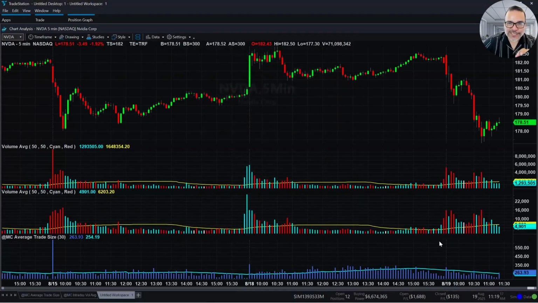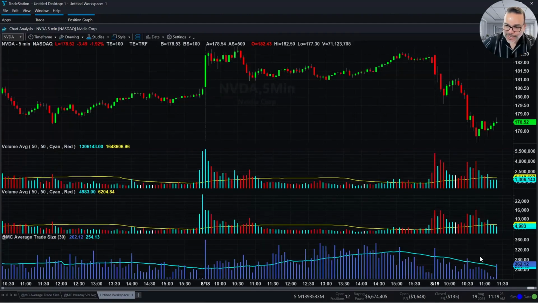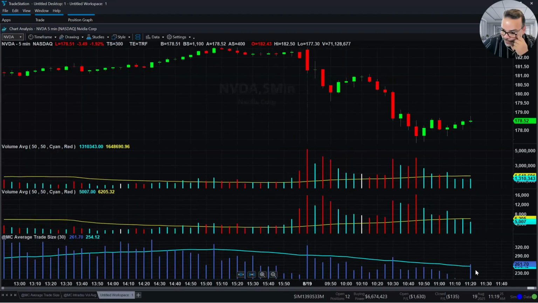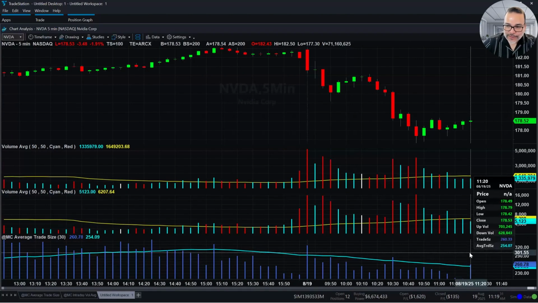For certain moments, you can tell when the big players are coming in, whenever you have a trade size that is increasing. Let's take a look at the current bar right here. The current bar is exceeding the average right now. You can see that if I click on the background and hold, you can see the two values at the bottom of that data tips window. The trade size right now is 260, where the average trade size is 254.